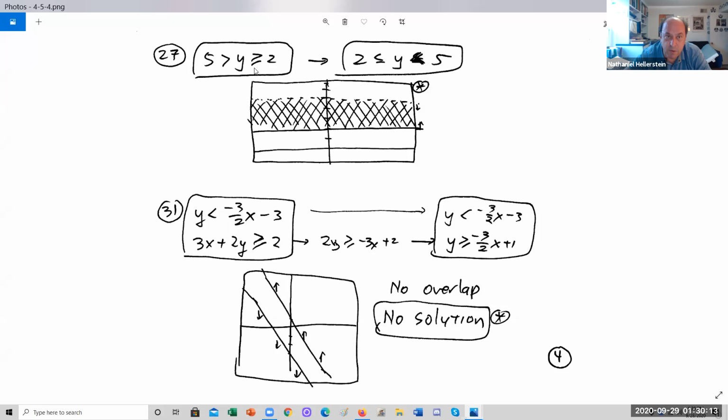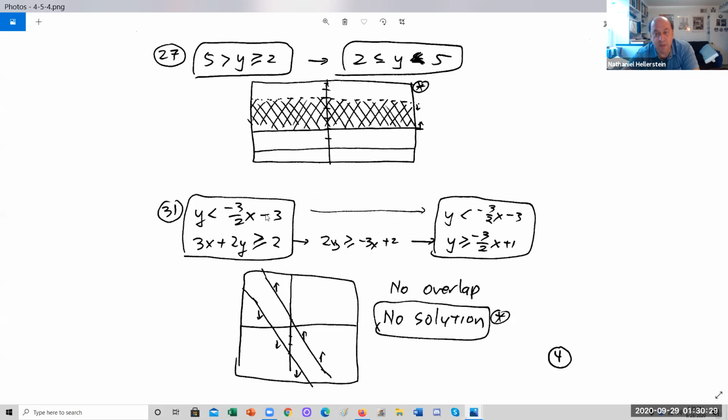Here, y is between 2 and 5. I write it smaller to bigger. 2 less than or equal to y, strictly less than 5. Okay, y equals 2 is this line here, y equals 5 is this line here. Between the two of them means this horizontal stripe.